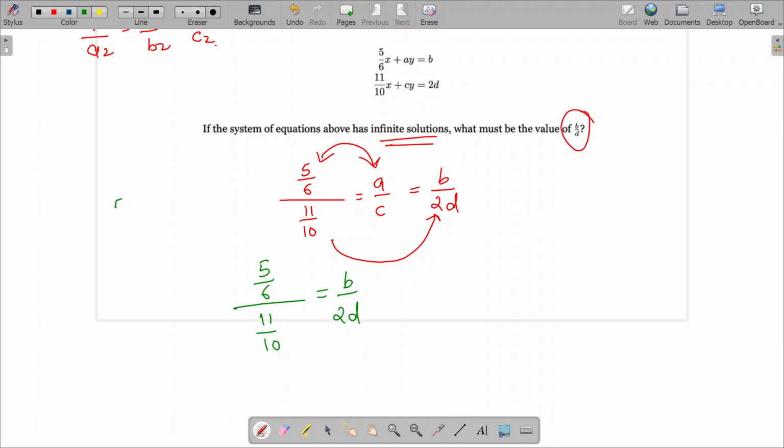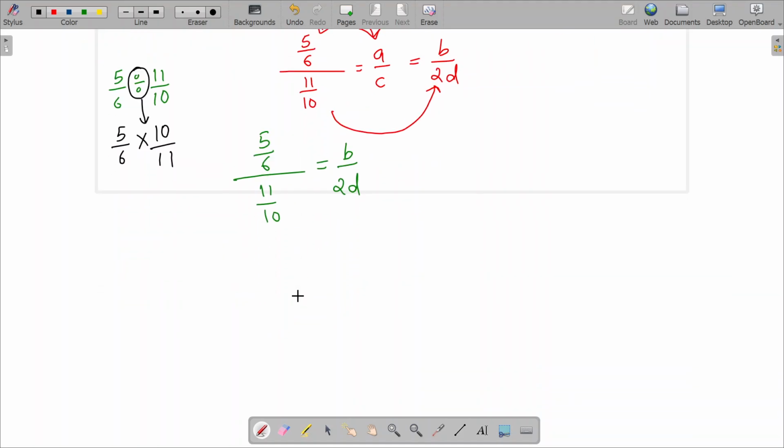Now how to divide a fraction by a fraction? It's simple. 5 over 6 divided by 11 over 10, if you don't know, let me make it clear to you. First fraction will be written as it is. Change this division sign to multiplication. Once you change the sign, the second fraction will get reciprocated, so you'll write 10 over 11. So instead of writing this, I'll simply write 5 over 6 times 10 over 11 equals b over 2d, right? This will give me 50 over 66.